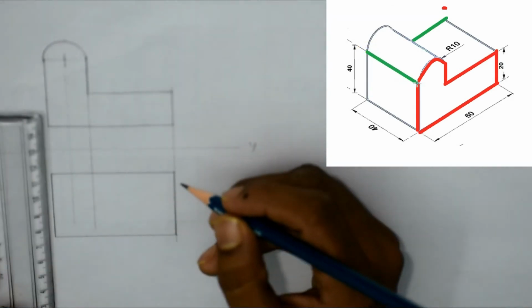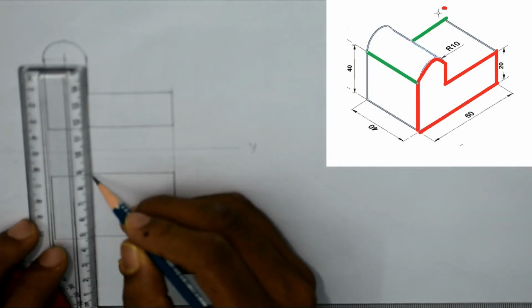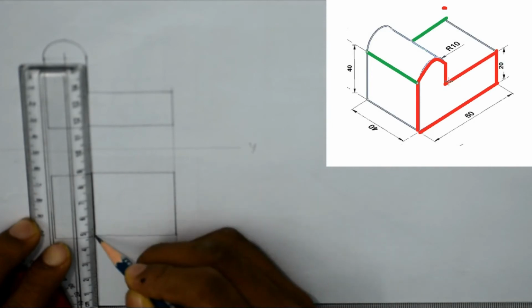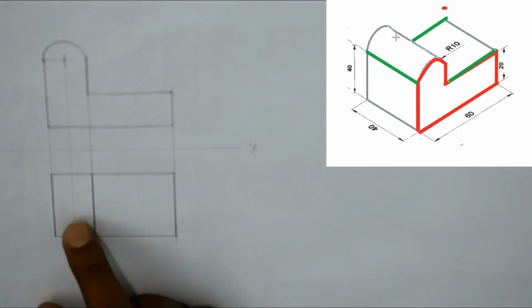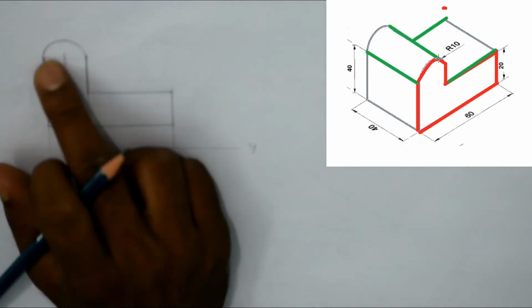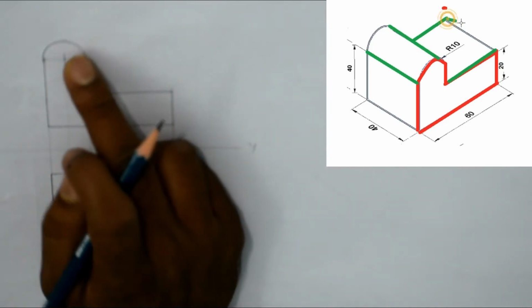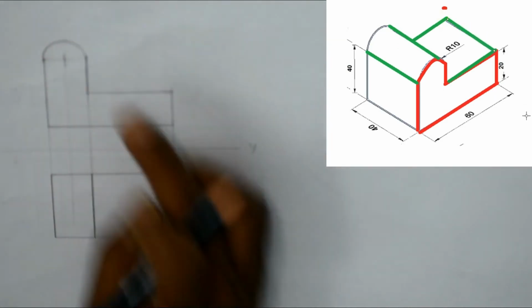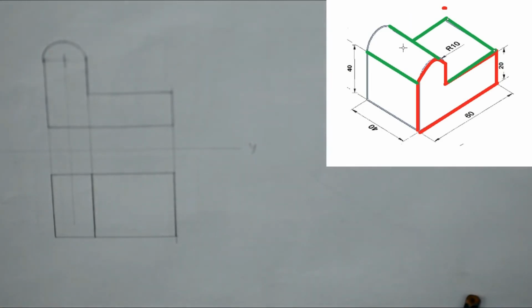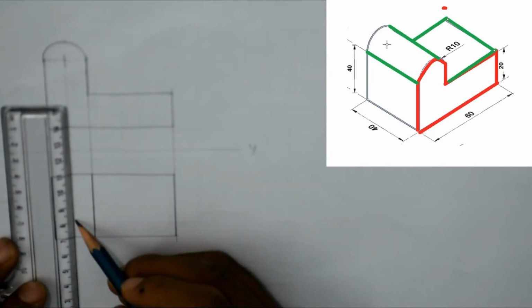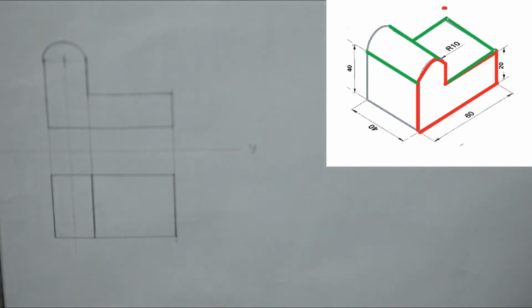So your top view is rather very simple. You need to just draw two rectangles, one rectangle and another rectangle. This rectangle is appearing because of this curved shape, and when you are viewing from the top, this curved portion will appear as a rectangle. So this completes our top view also.